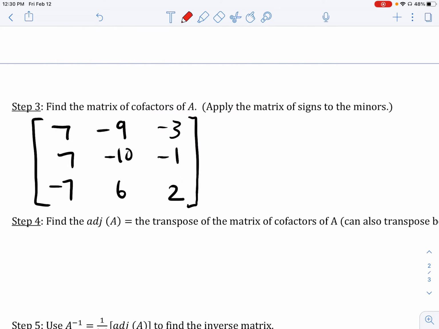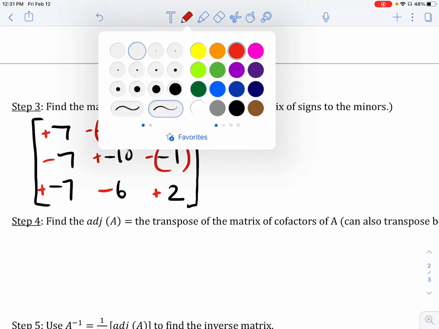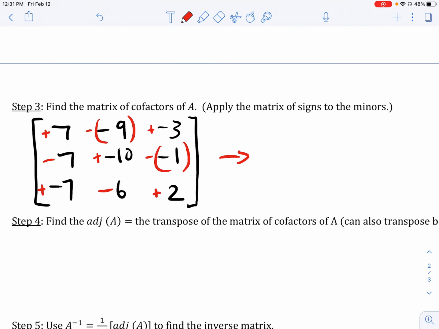In other words, this is a positive 7, that's fine. This next one should be a negative of a negative, so we're going to say negative of this value. And this again is positive. Negative, we're going to keep this positive, negative of this value, positive, negative, and positive. So what does all that look like? Let me keep that in a different color. So what does this matrix of cofactors look like?